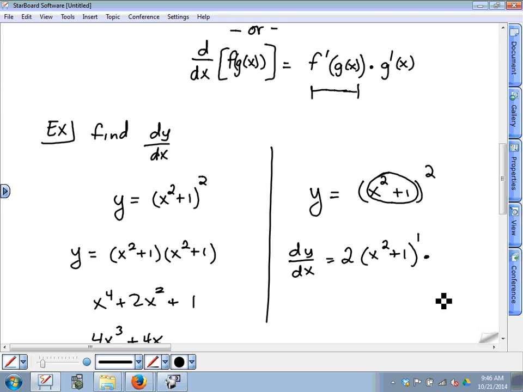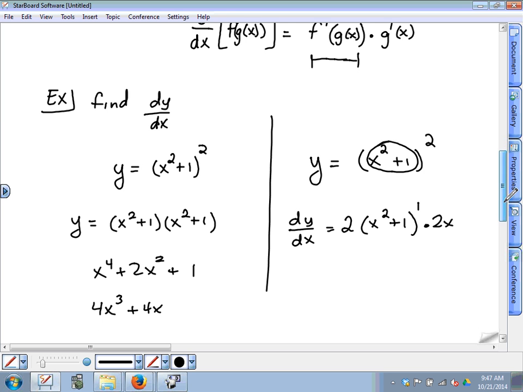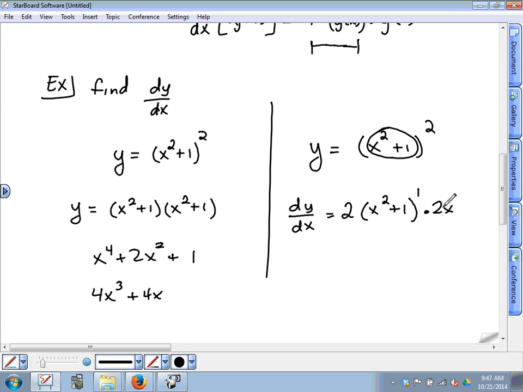But now what do we multiply it by? The derivative of the inner function, which is just 2x. And now we simplify this. 2 times the other 2x is 4x. And then if you distribute, you get 4x to the 3rd plus 4x. So it's the same result. It's just done a different way. It's done using what's called the chain rule.